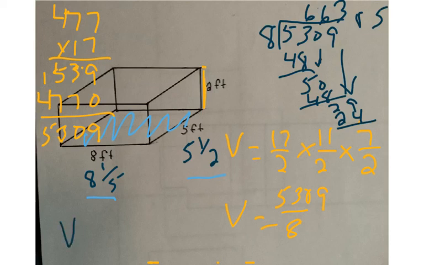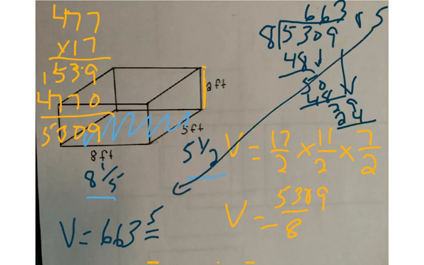So I'll write it over here. That would be 663 and 5, remember our numerator becomes our denominator, 8ths cubic feet. 663 and 5/8 cubic feet. So that's how many cubes would fit in there. 663 full cubes and then 5/8 of another one.